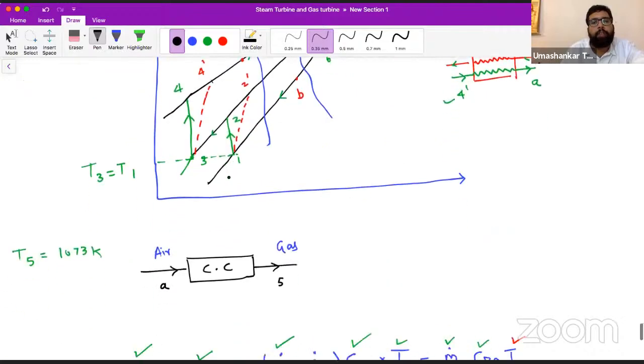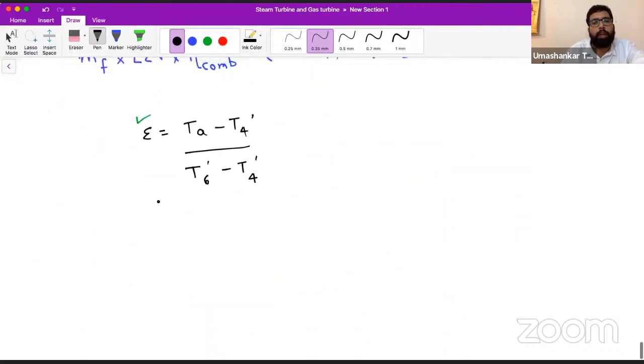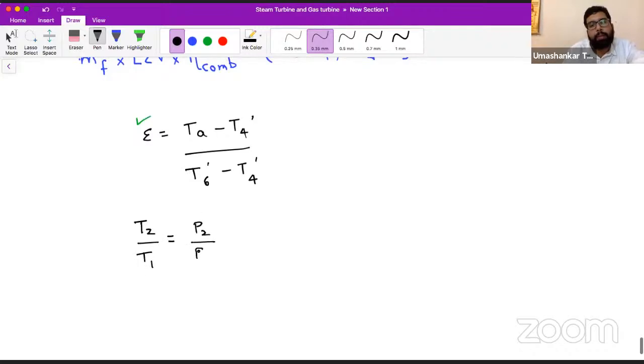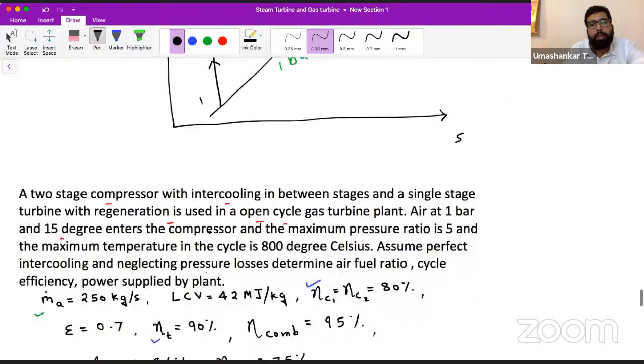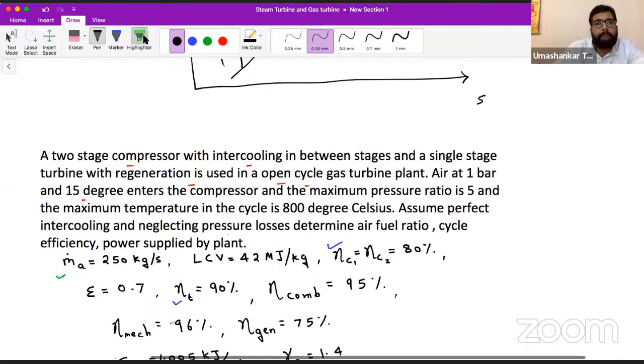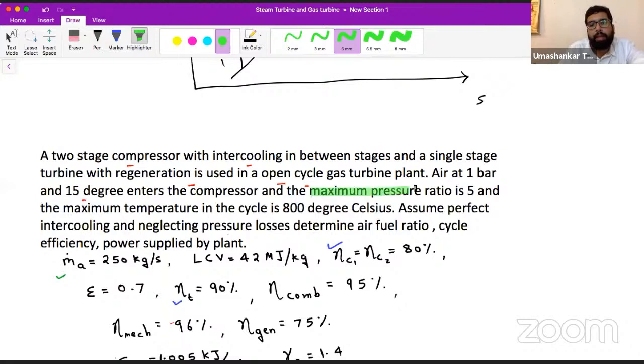So now, can we find T2 dash? How are we going to find all these things? We know that T2 by T1 is equal to (P2 by P1) to the power (gamma minus 1) by gamma. So you have the value of T1, you have the pressure. Now see here what data is given. Maximum pressure ratio is 5.